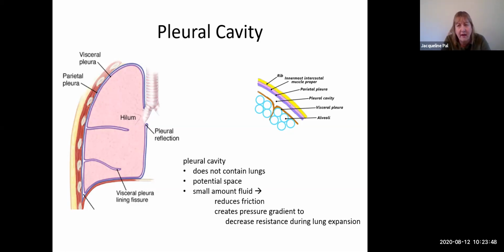So the pleural cavity does not contain the lungs. It's essentially a potential space, although it does contain a small amount of fluid, which should not be mocked because that fluid is super important. It reduces friction every time you breathe. Your lungs are rubbing one pleura against the other. That fluid means that they're not rubbing cells against cells, so it's not generating heat and impeding movement. It also is important for creating a pressure gradient, which decreases the resistance during lung expansion, but that's beyond the scope of an introductory anatomy and physiology class.